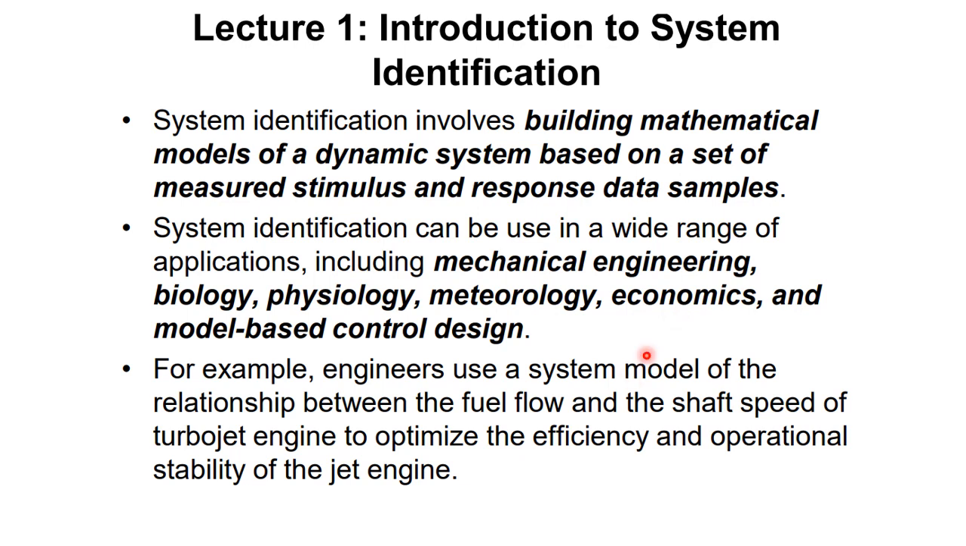There are various reasons why you want to find physical models or transfer functions that represent models based on input-output data. For example, engineers use system models of the relation between fuel flow and shaft speed in order to optimize the efficiency and operational stability of the jet engine. So this is the reason why the engineer needs a model that represents the system.